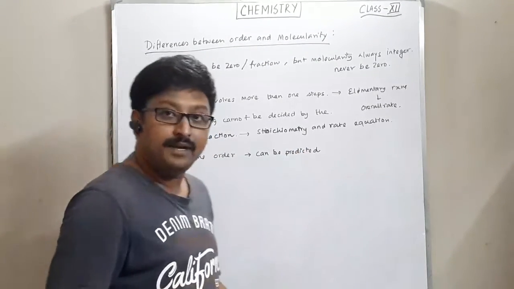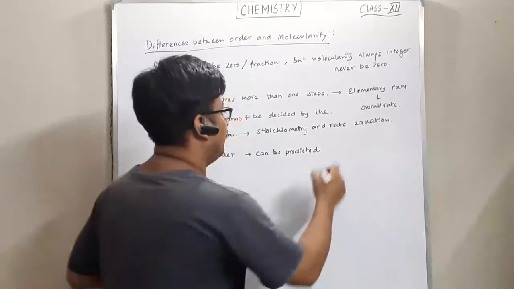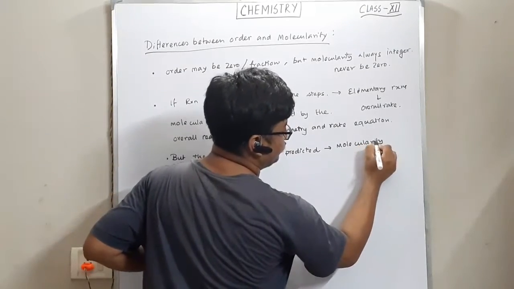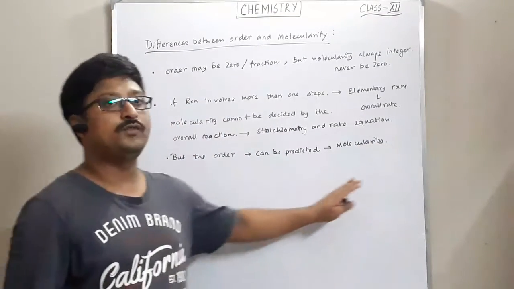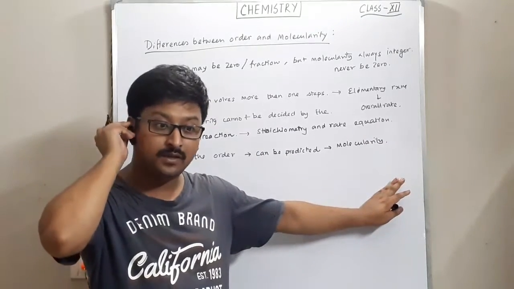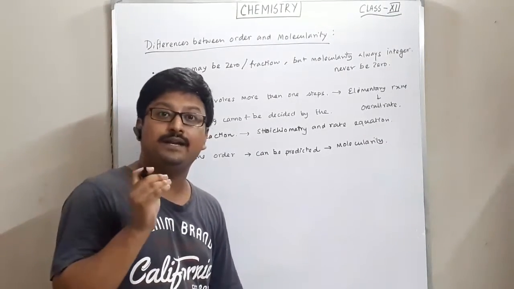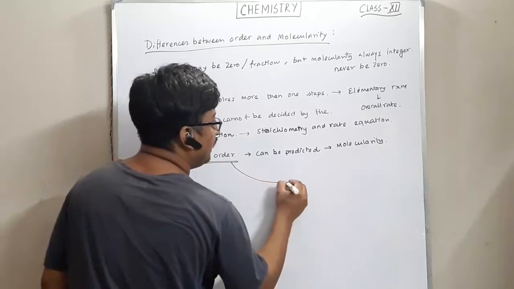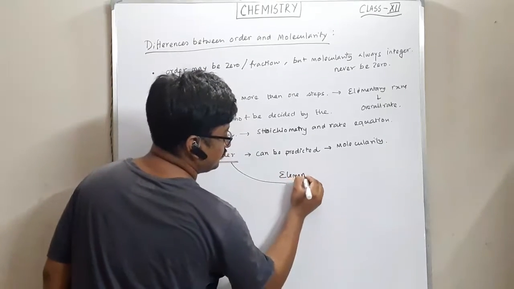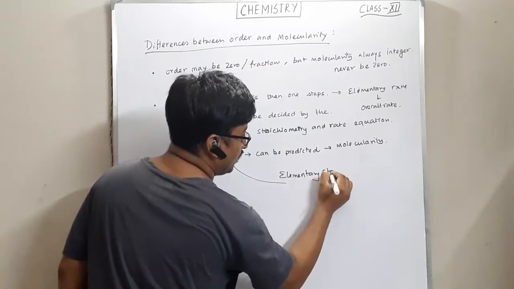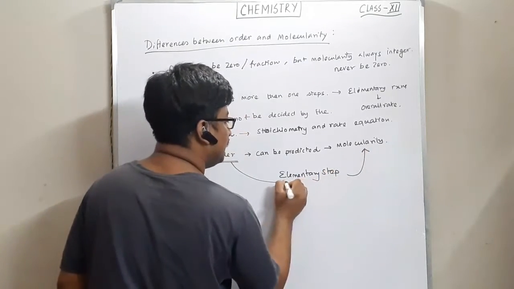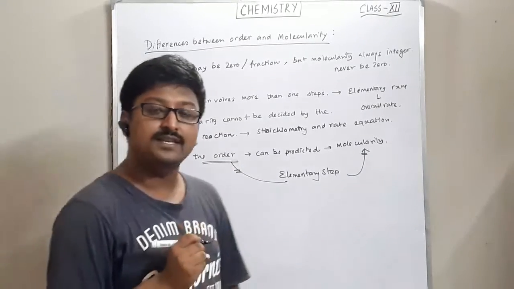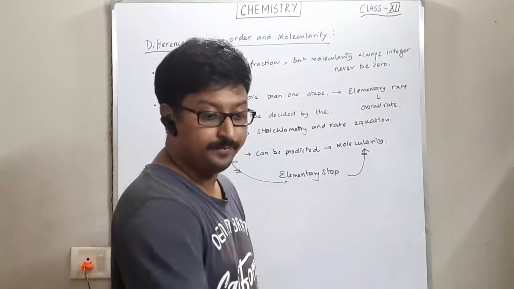And do you know from where it can be predicted? From the molecularity of the elementary steps. Okay, so the order of an elementary step is always equal to its molecularity.